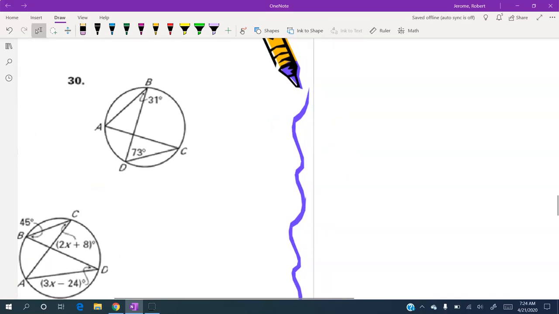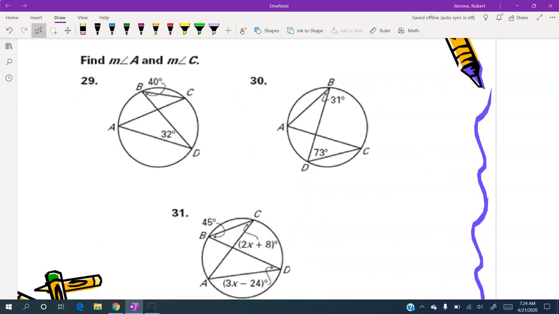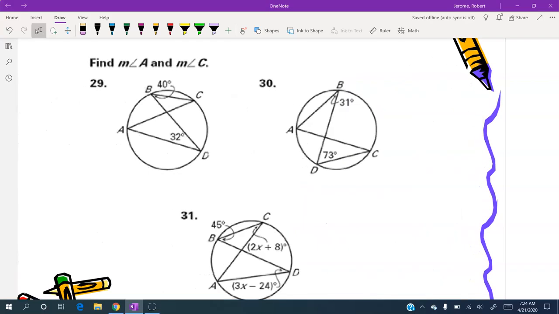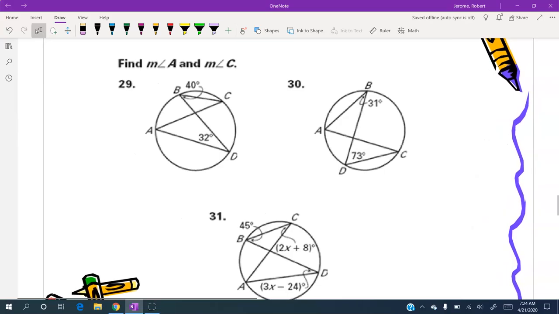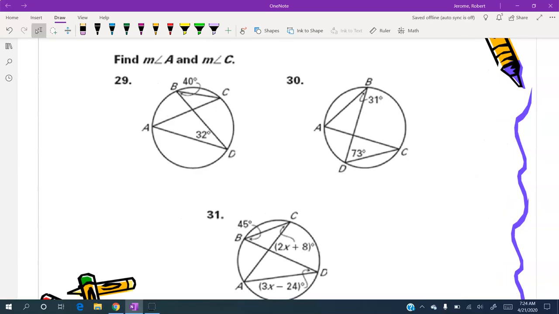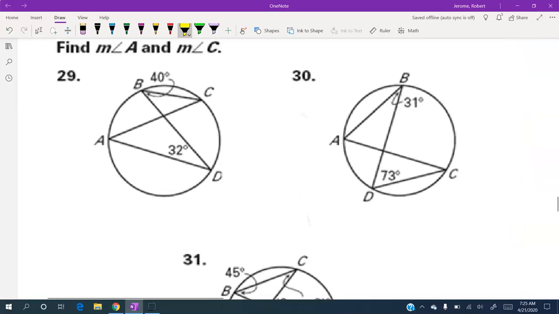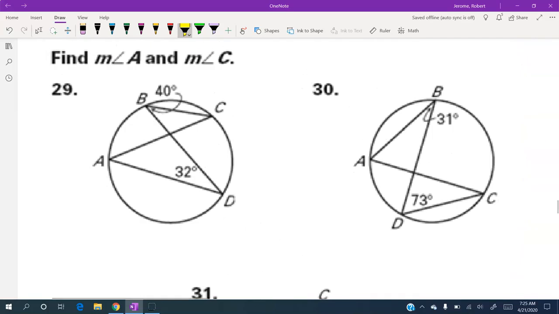So let's look at these. A little bit more challenging because of the picture, but we're really not doing anything different. So let's see what's happening here. In number 29, I'm going to blow it up a little bit more. We're looking for angle A and angle C. So we'll start with angle A.